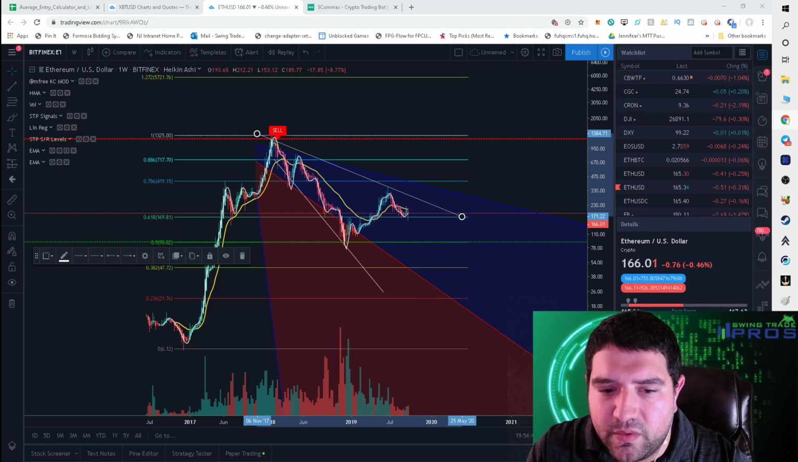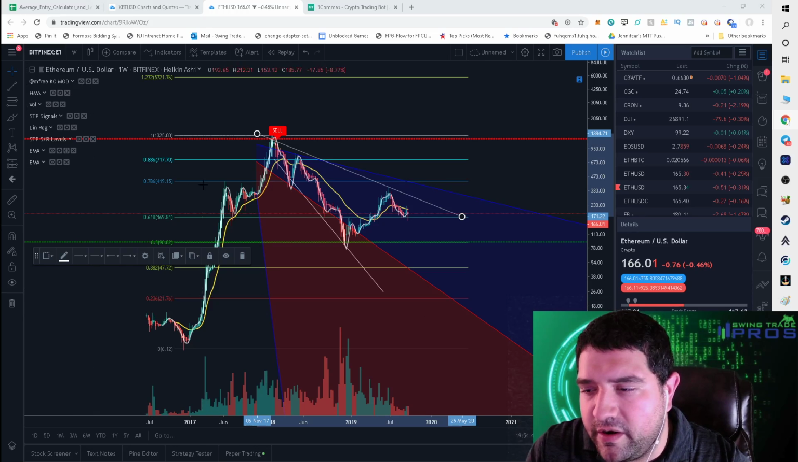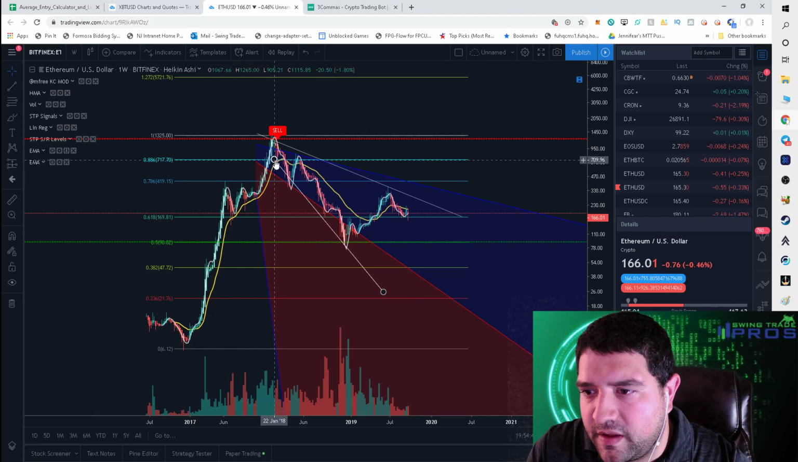Yeah, the weekly, the ribbon is the same thing. The 9400 area is right around that on the weekly ribbon.